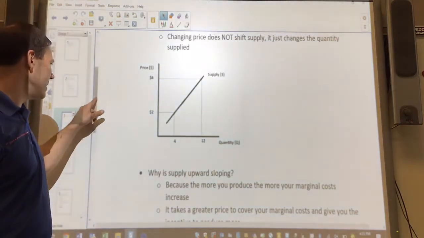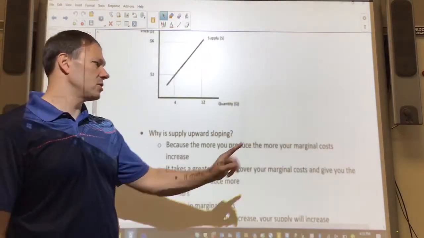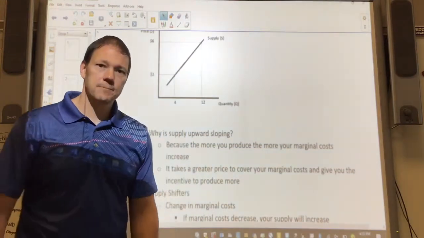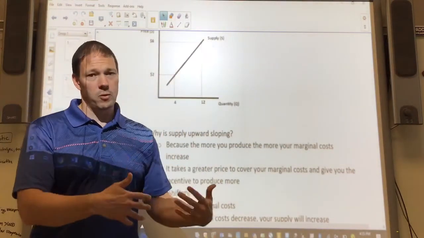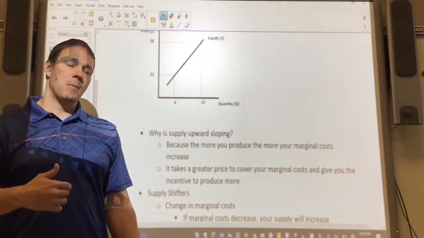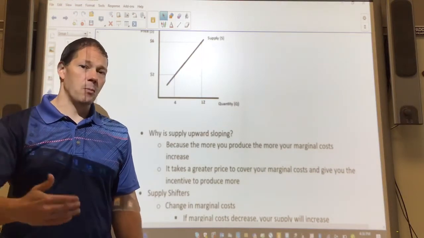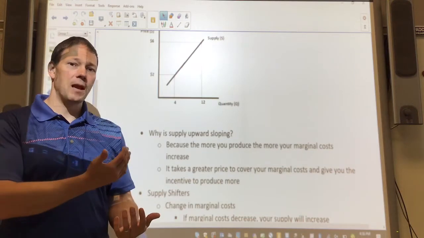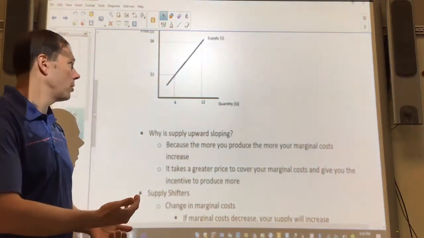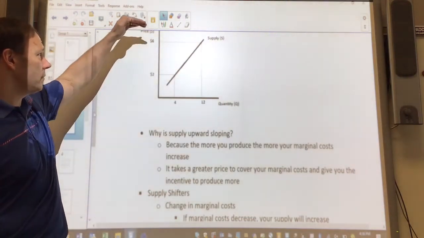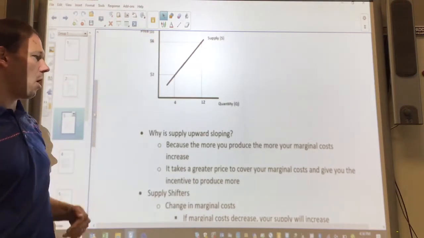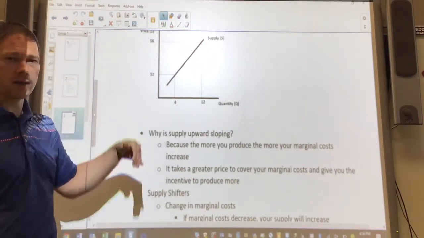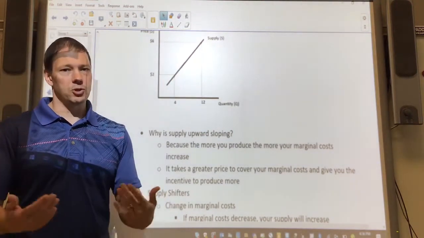Well, why is that the case? Most of it has to do with marginal costs. If you remember, and we're going to review this next time, we talk about cost curves. As you make more of something, your marginal costs tend to go up, right? So if you're going to make more products, your marginal costs go up. Only if the price is covering those marginal costs are you going to produce more. At a low price, it's not enough to cover your costs. You're not going to make as much.